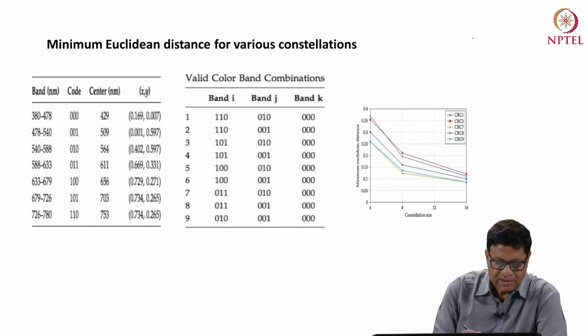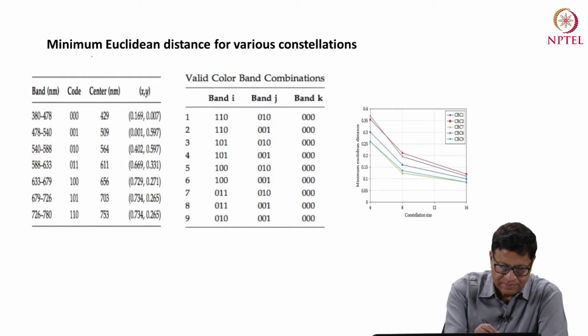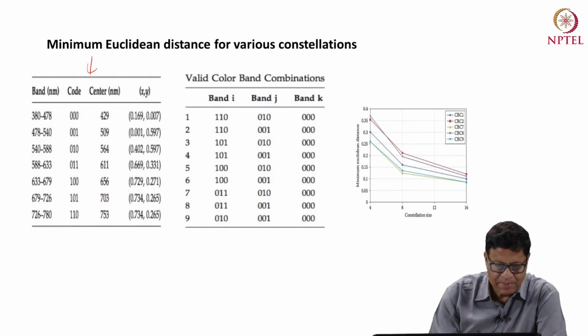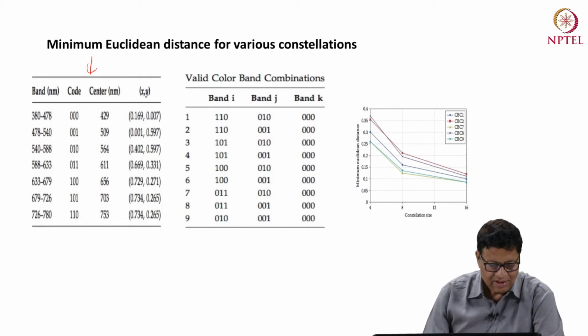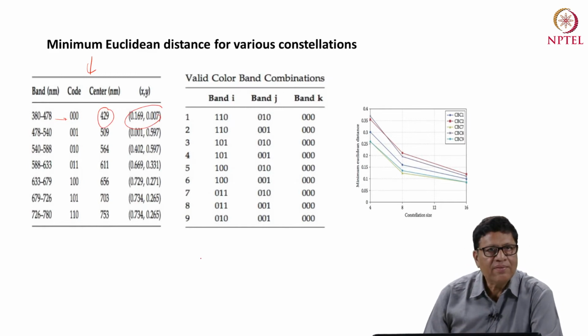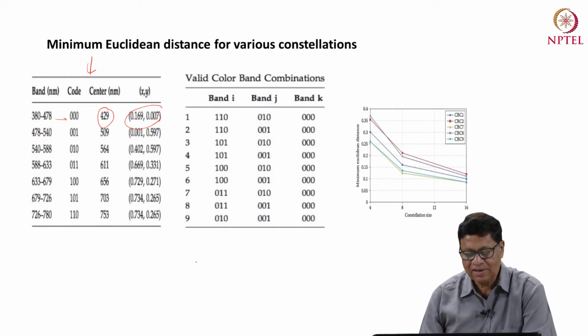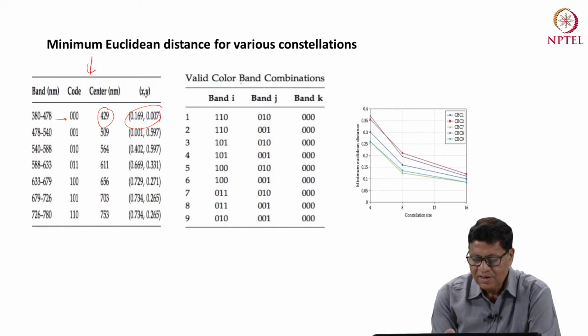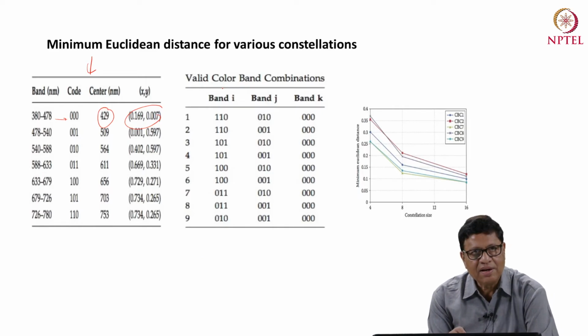Also, we had discussed these bands in this table. These are different bands defined, 7 of them, which are represented by codes, and their central wavelength is this, and these are the XY coordinates. Now, when you are transmitting your CSK signal, you can have some combination of these color bands.